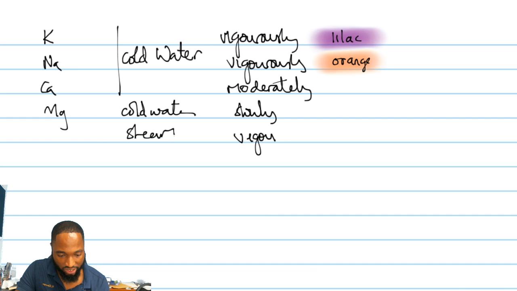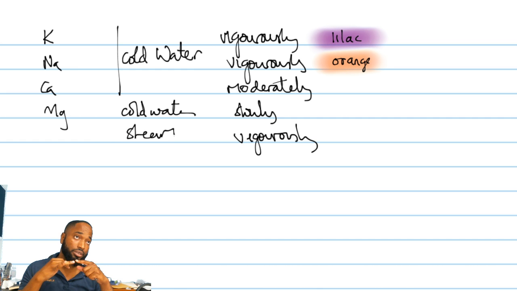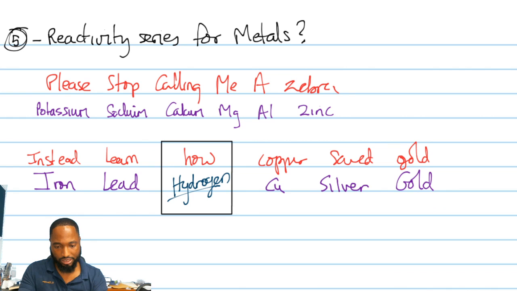You understand what's happening here? Could anyone share the mnemonic we use? Please stop calling me a zebra. Instead, learn how copper saves gold. That is what we use to memorize the reactivity series of metals. Potassium, sodium, calcium, magnesium, aluminum, zinc, iron, lead, hydrogen, copper, silver, gold. So yeah, we have this down.